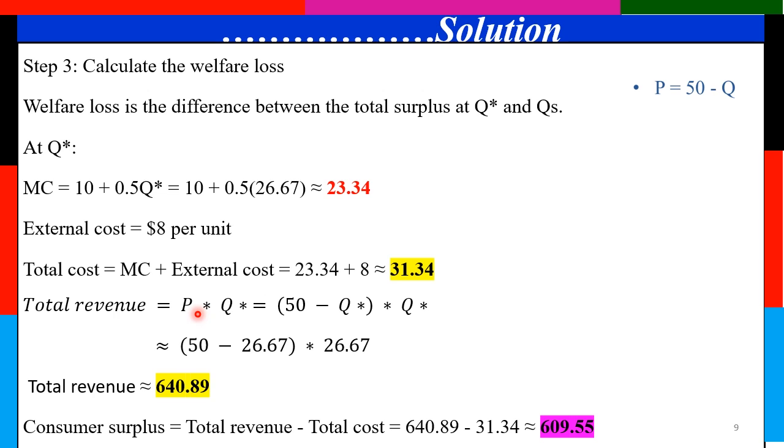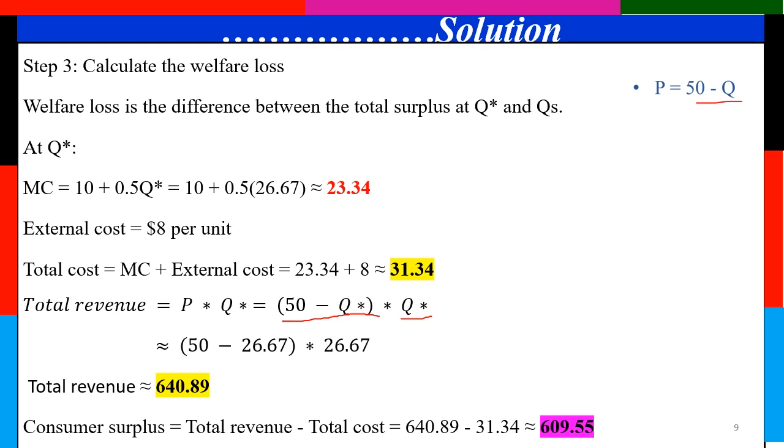Price is here. The value of price is already given, times the quantity. Therefore, this is what? Here this is price because it is given by this equation, times quantity. Here it is multiplied by the quantity at the market equilibrium.